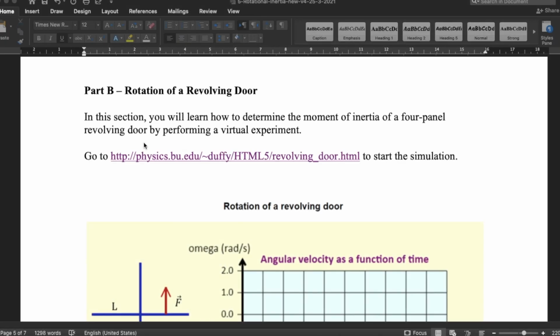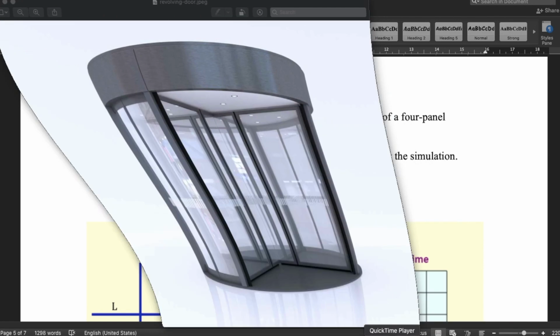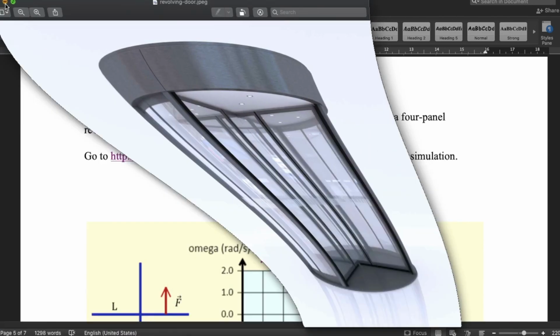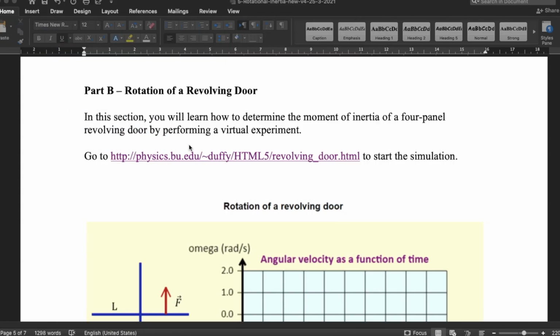In this part, we will determine the moment of inertia of a revolving door. And if you do not know what a revolving door is, here is a picture. So we'll use the same simulation website, and you can use this link to go directly to the intended page.